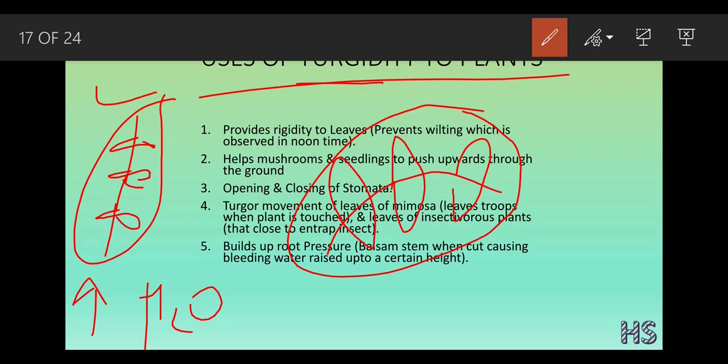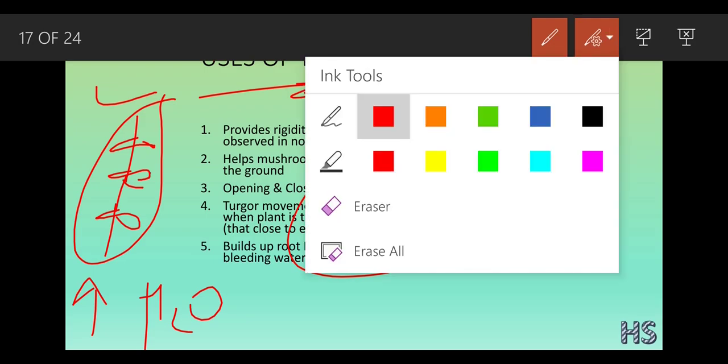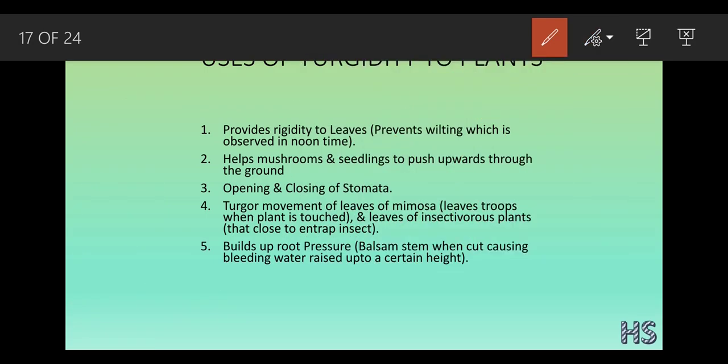This is due to the turgidity. When there was a sufficient amount of water inside, the stem was erect. But when the plant started to lose water, it got wilted. So that is why turgidity is very essential, because it helps to maintain the shapes of the leaves, stems and the plants. The second point is it helps mushrooms and the seedlings to push upwards through the ground.